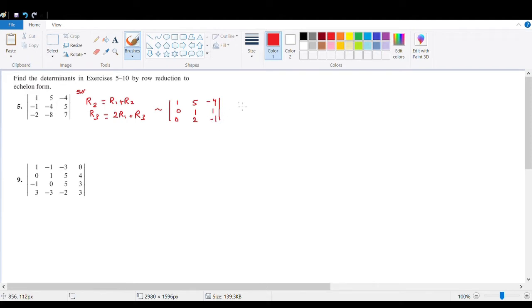Now we need to make this one also 0, so row 3 is equal to minus 2 row 2 plus row 3. Again, this will not affect the determinant of this matrix, so this gives us 1, 5, minus 4, 0, 1, 1, and this one 0. Now minus 2 plus 2 is 0, minus 2 multiplied by 1 is minus 2, and minus 2 minus 1 gives us minus 3. Now this is an upper triangular matrix, so the determinant is just 1 times 1 times minus 3, which is equal to minus 3.